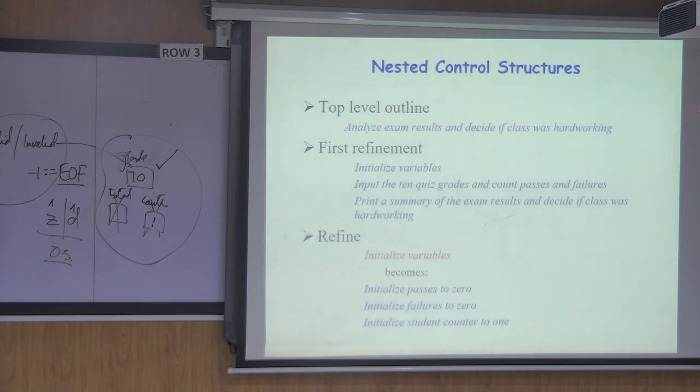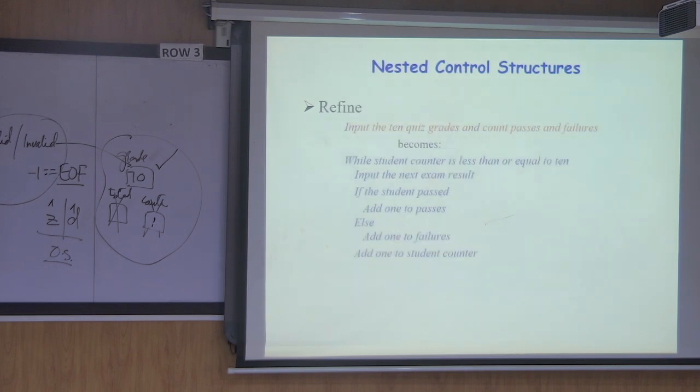Again, analyze the results. Top level problem statement. You have refined it: initialize variables, input the grades, count the respective counters, print the summary. So the initialized variables become passes 0, fails 0, student counter 1. Now input 10 grades. This will become, while student counter is less than or equal to 10, input the next exam result, check whether it's exactly equal to 1 or not. If it is 1, add 1 to the passes, else add 1 to the other counter. And at the end, as you have processed a student result, add 1 to the student counter.